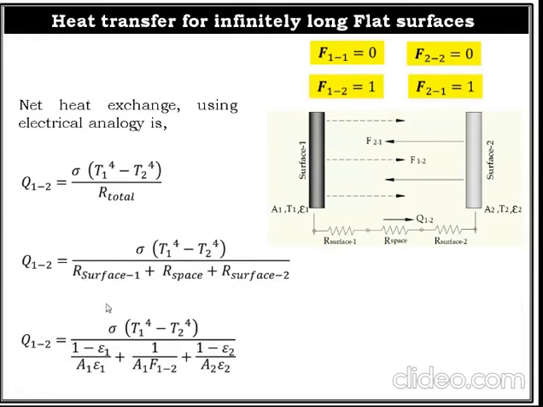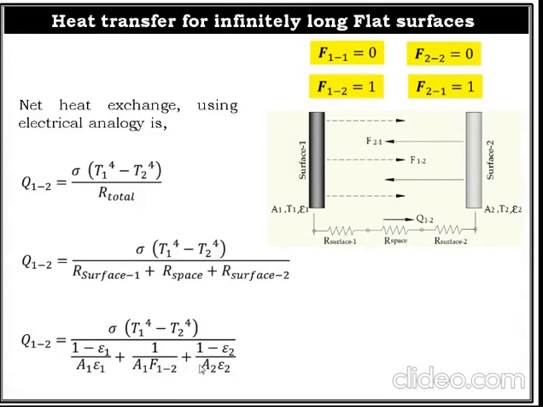Now surface resistance, as we know, is 1 minus emissivity upon area into emissivity. So 1 minus emissivity 1 divided by area A1, emissivity 1, plus space resistance 1 upon A1, shape factor F1 to 2. Why does the space resistance have this notation? Because we are considering only 1 to 2. If heat transfer is 2 to 1, the space resistance will be different. A2, F2 to 1 will be the space resistance in that case.